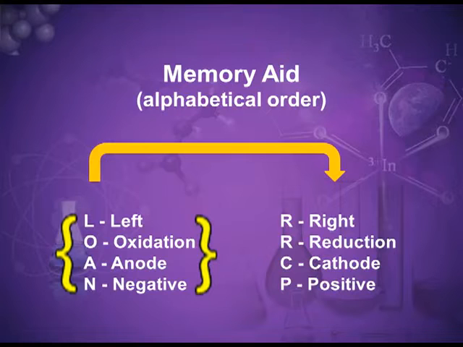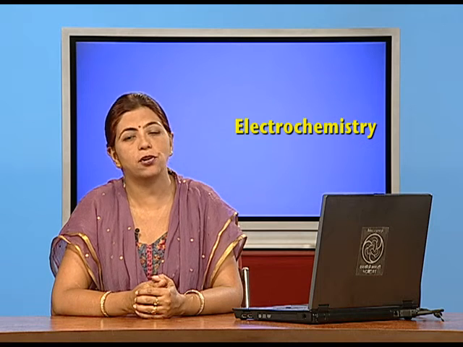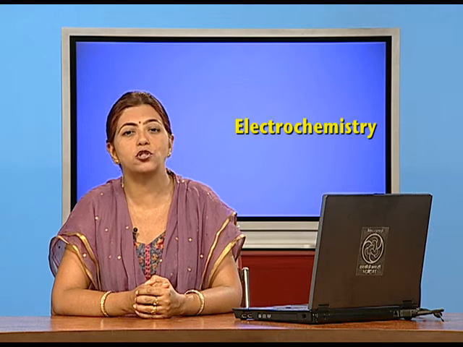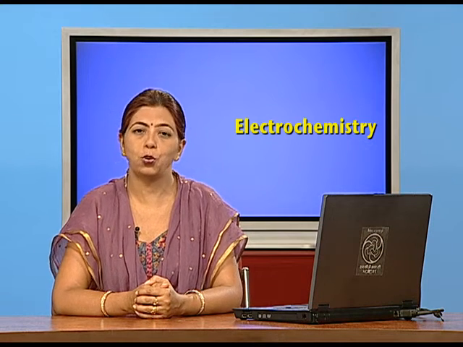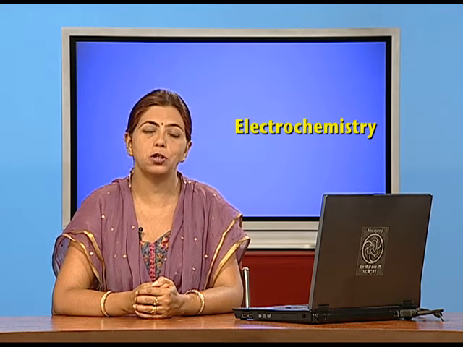Just reverse everything and you will get the other side, that is the reduction side. If on the left hand side there is the loss of electrons, then on the right hand side it is the gain of electrons. And if on the left hand side the loss of electrons is oxidation, then on the right hand side it is reduction and it takes place on cathode and cathode is the positive terminal.